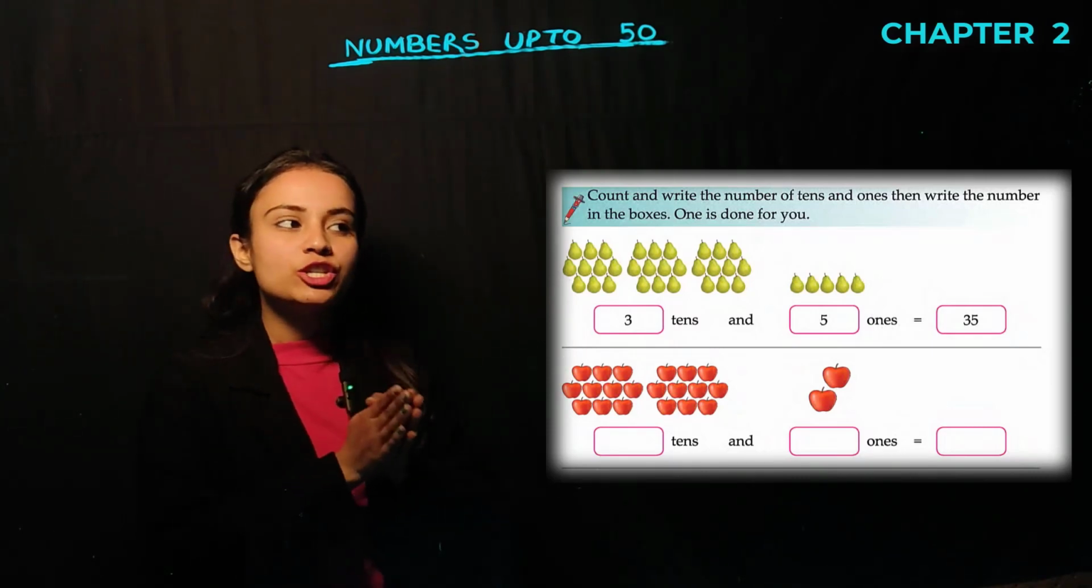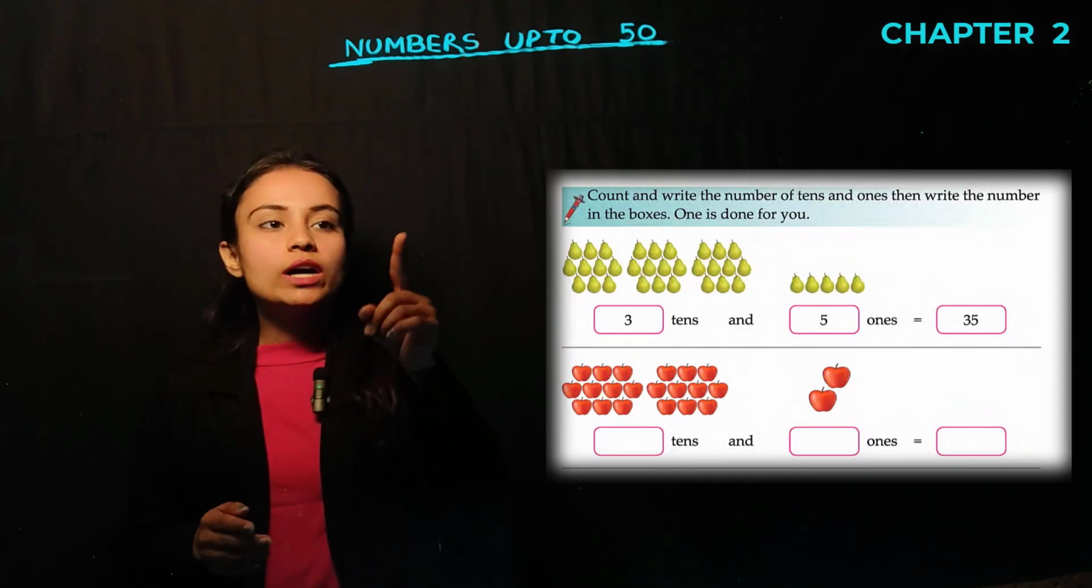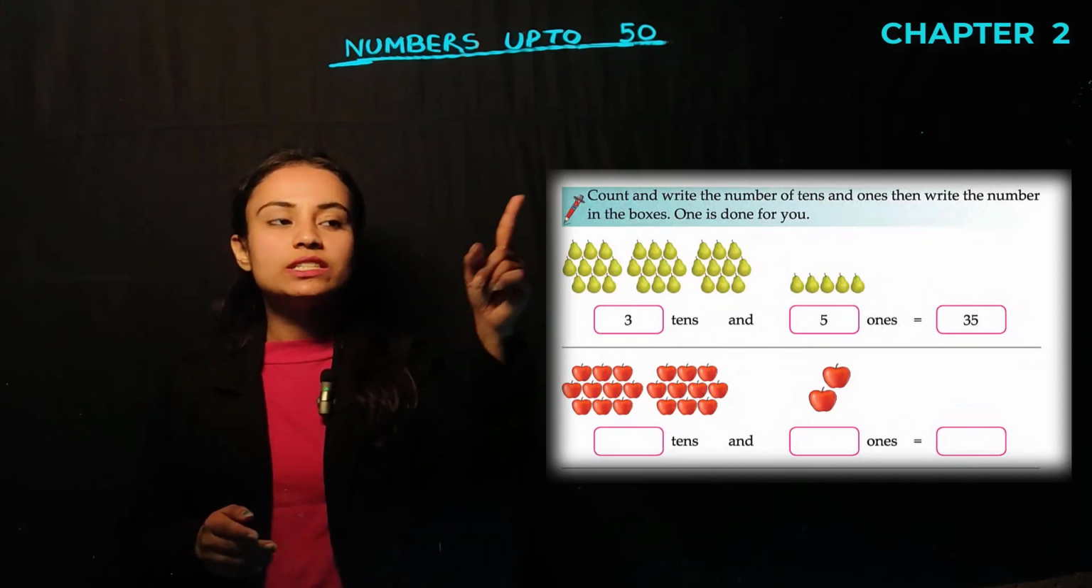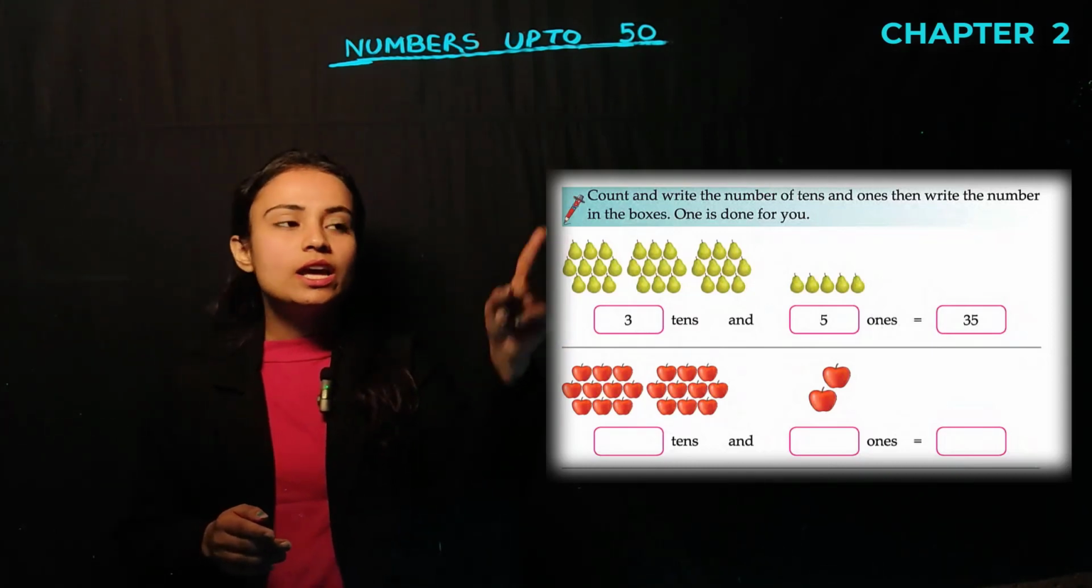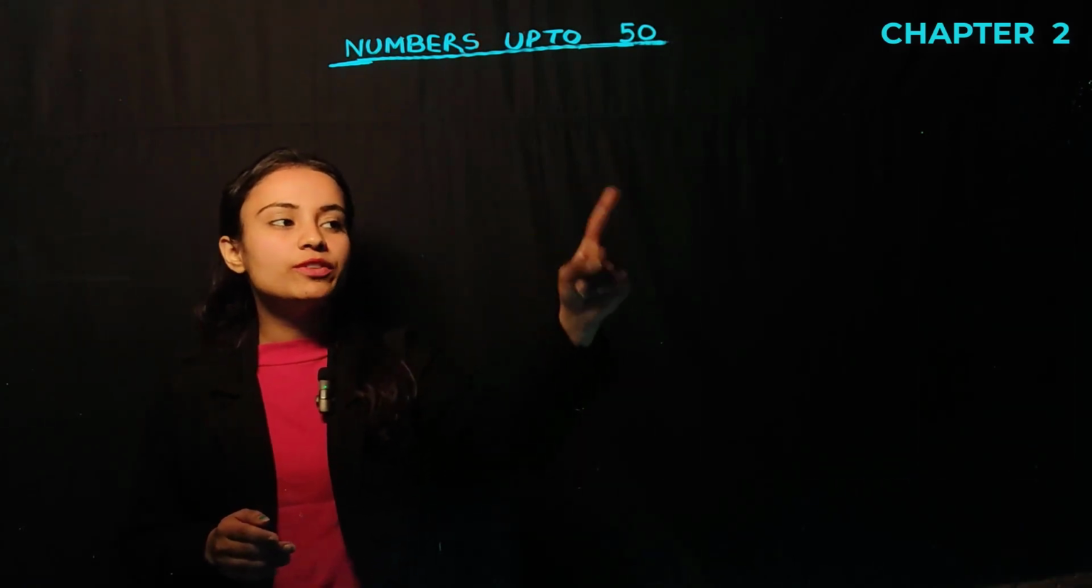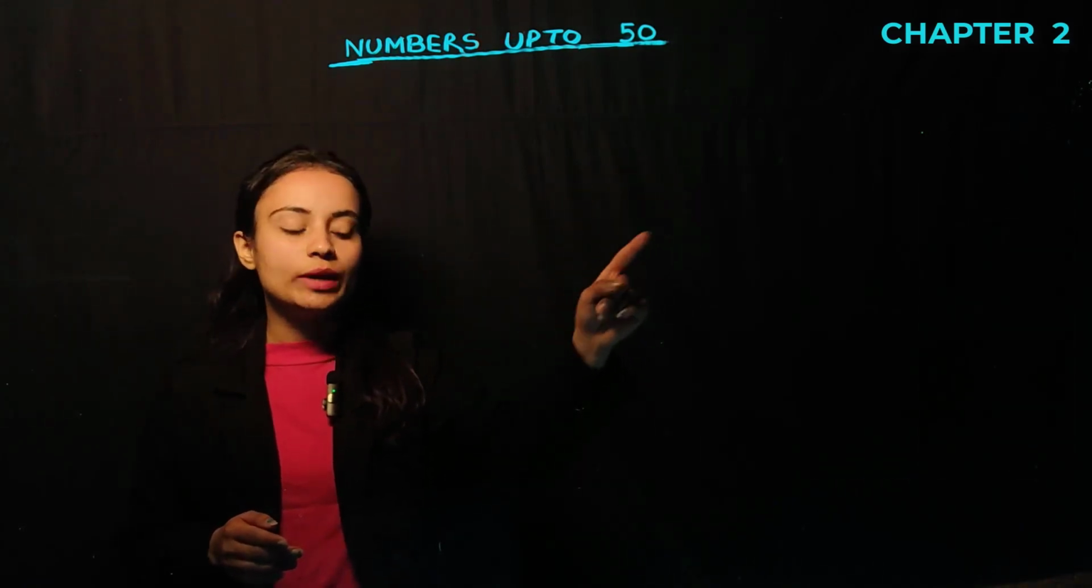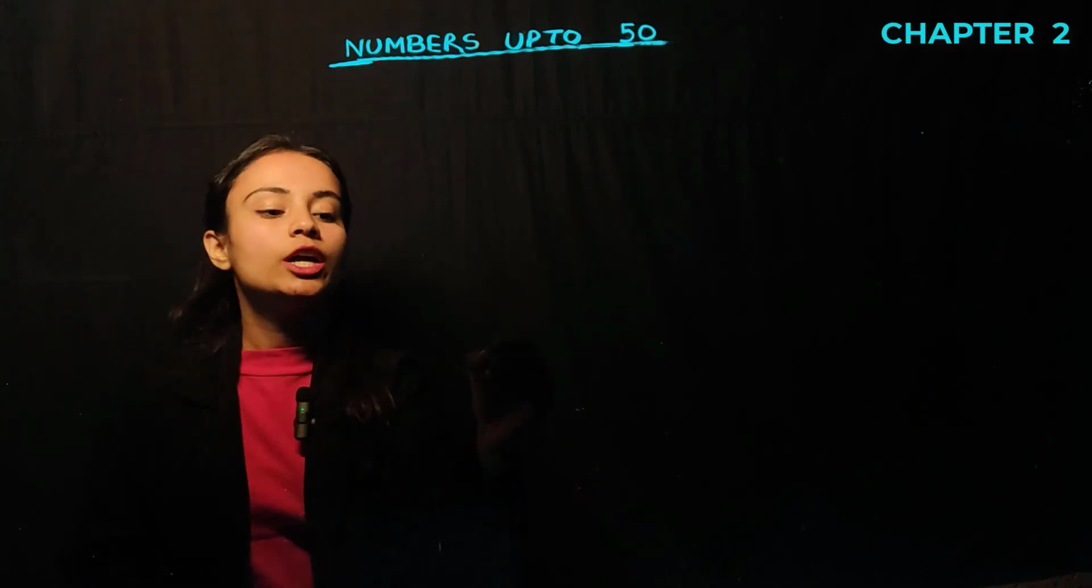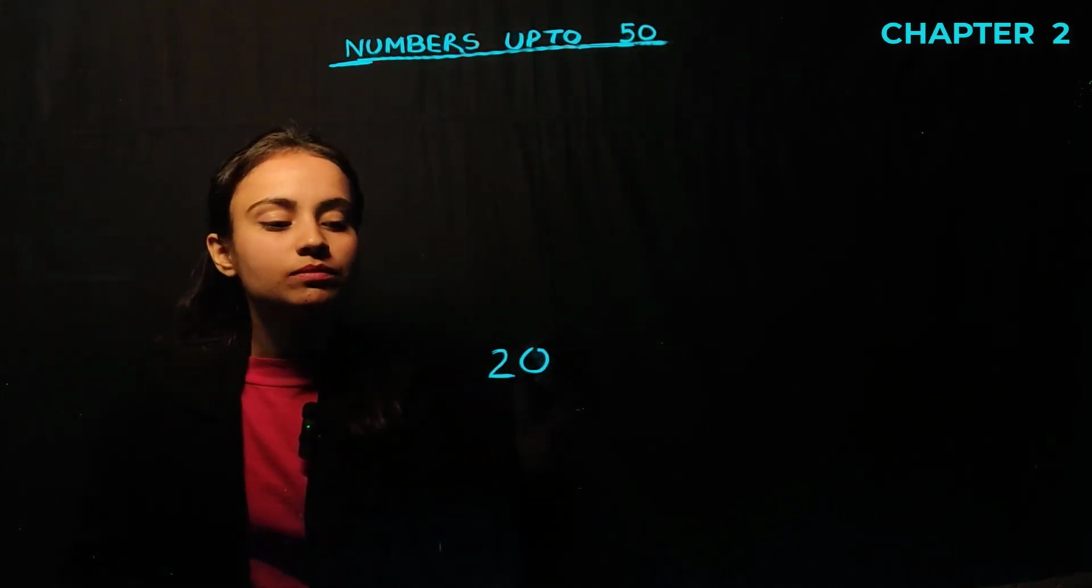Here we have a picture of some apples. So 1, 2, 3, 4, 5, 6, 7, 8, 9, 10, 11, 12, 13, 14, 15, 16, 17, 18, 19, 20. So first we have a total of 20 apples.